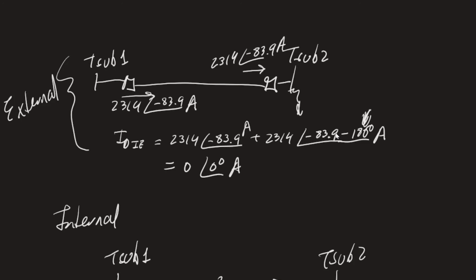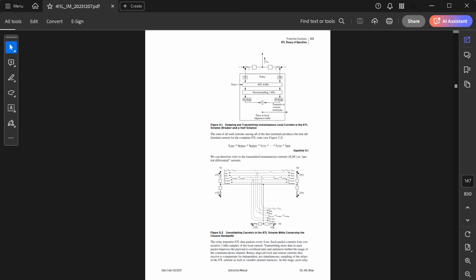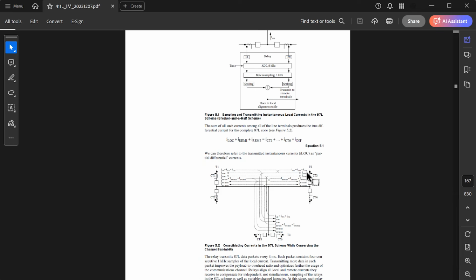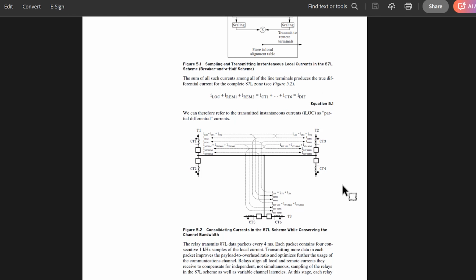All right, so now let's move on to more details on the SEL-411L relay. Let's take a look at the instruction manual. And so what I have over here is just the instruction manual for the SEL-411L relay. And in here, I want to go to page 167. And this page number, of course, varies depending on the revision of the instruction manual that you're looking at. But what I want to show you here is this picture over here. And so basically the concept that I just went through is on this image over here.